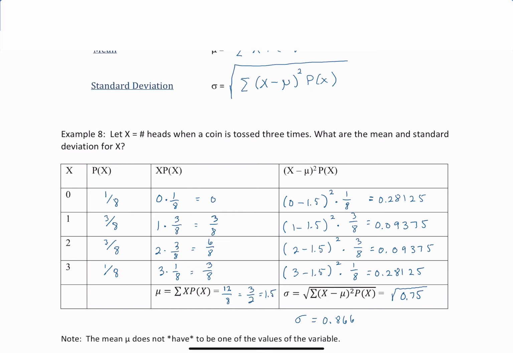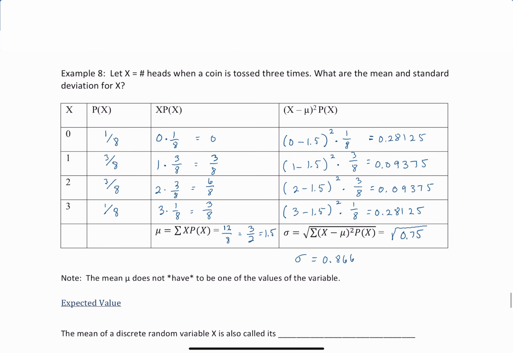A quick note, notice that the mean mu does not have to be one of the values of the variable. We got 1.5, which is not one of the x values. That's okay. That's just telling us that if we did this experiment over and over and over, and we took the average of our x values, we would get about 1.5.